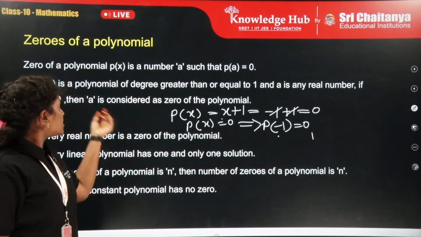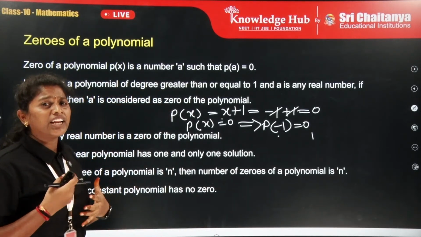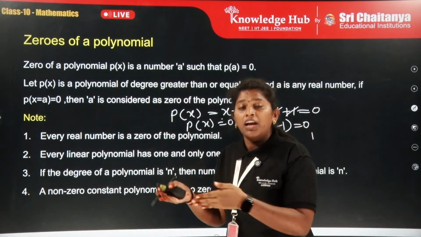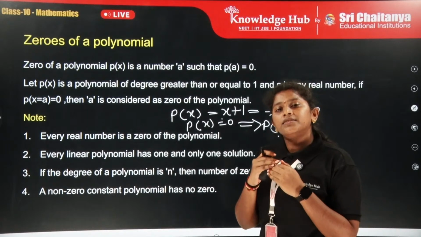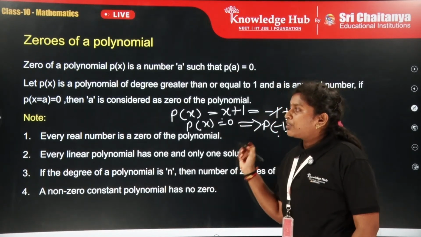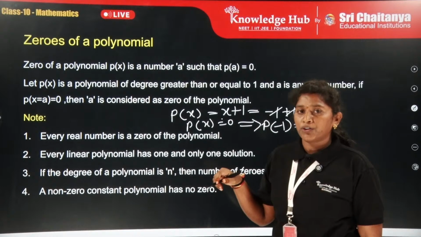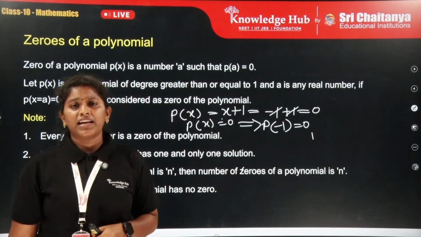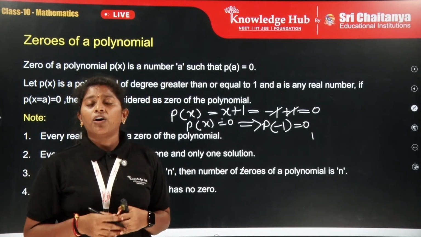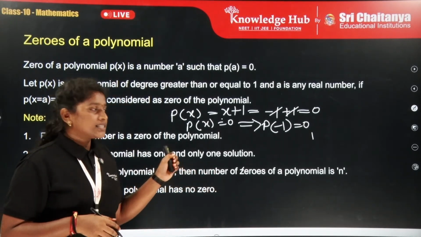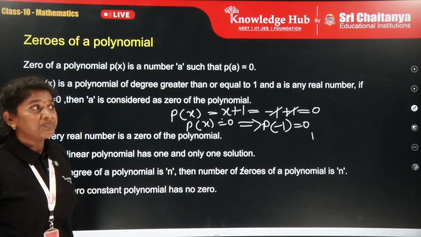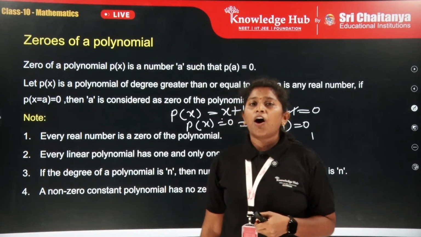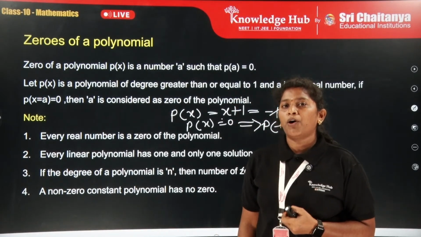Coming to the zero of a polynomial: it is nothing but any value a such that if you place that value in your polynomial, you get the value of the polynomial as 0. Now moving to the next important points: the zero of a polynomial can be any number. That means rational numbers or any real numbers can be the zero of the polynomial. And depending upon the degree of the polynomial, we can say how many zeros it has.